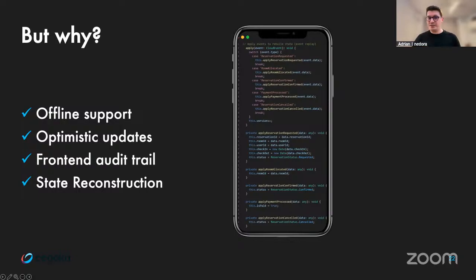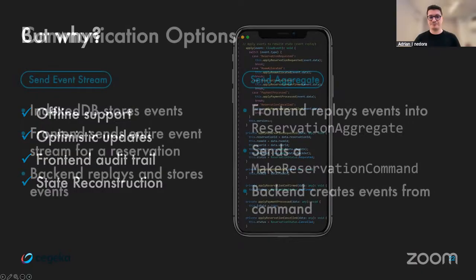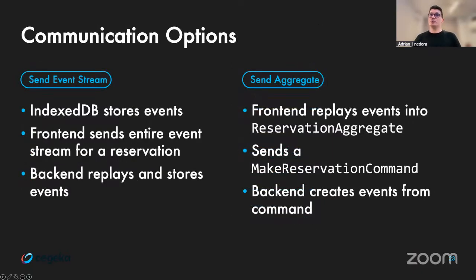And finally, you get the same reconstruction strategy as in the backend, with the time travel benefits, in the UI layer that you have on the backend. So we have used two communication options in our systems. The first communication option is to send the entire event stream from the front end to the backend. I know it sounds crazy.